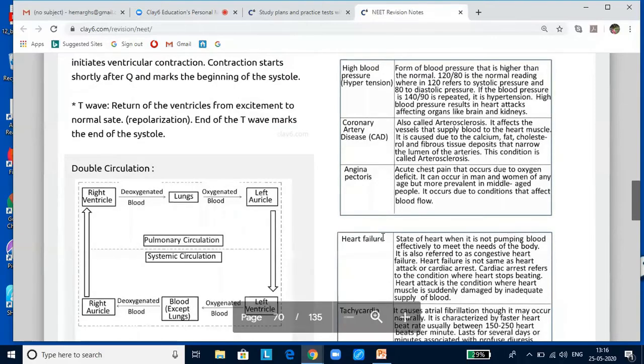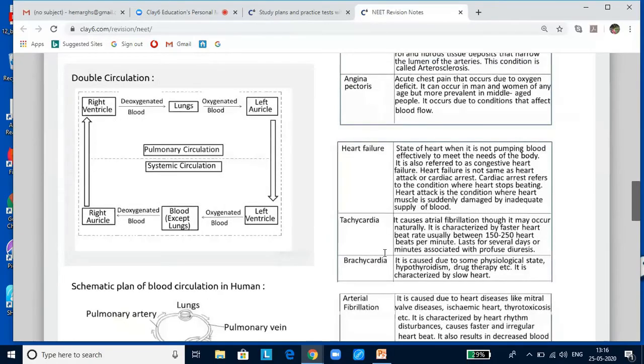So if you look at double circulation, this is very, very important. The blood pumped by the right ventricle enters the pulmonary artery, whereas the left ventricle pumps blood into the aorta. The deoxygenated blood pumped into the pulmonary artery is passed on to the lungs, from where the oxygenated blood is carried by the pulmonary veins to the left atrium, and this pathway is called pulmonary circulation.